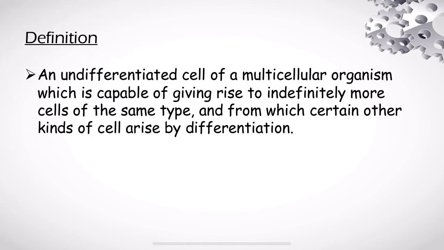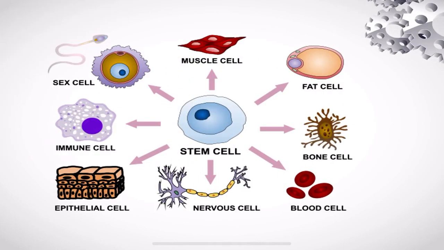Definition: it is an undifferentiated cell of a multicellular organism which is capable of giving rise to indefinitely more cells of the same type and from which certain other kinds of cells arise by differentiation. So this is a stem cell. It can give rise to muscle cell, fat cell, bone cell, blood cell, nervous cell, epithelial cell, immune cells, sex cells, etc.